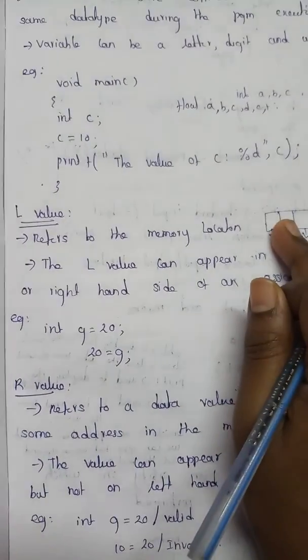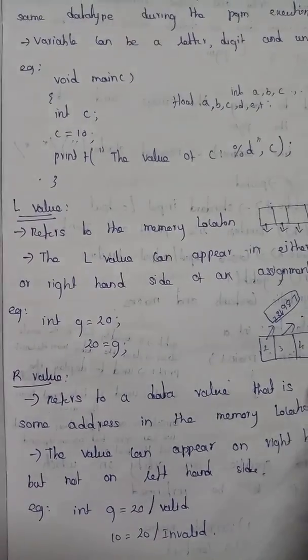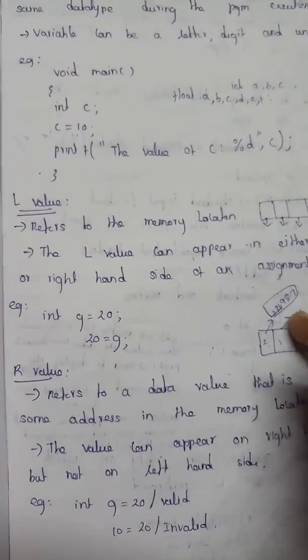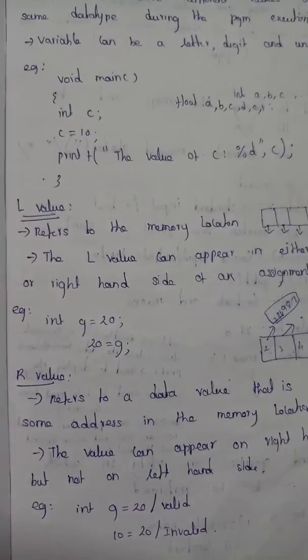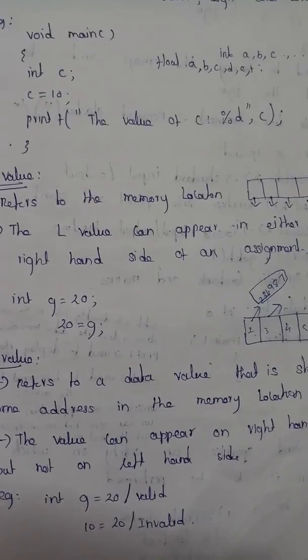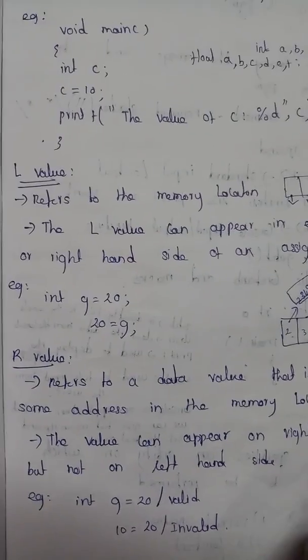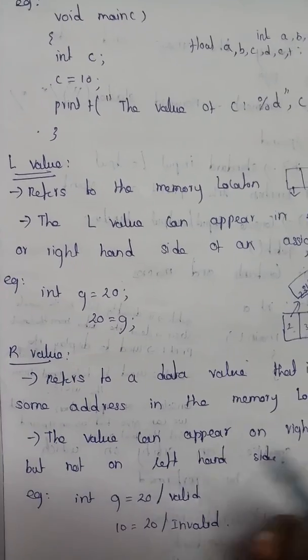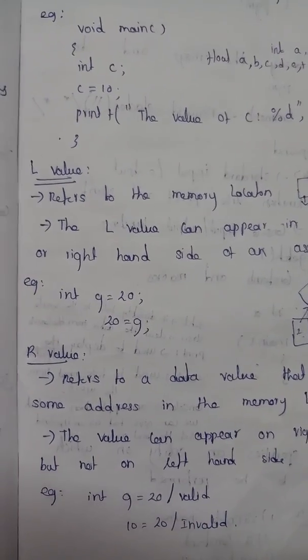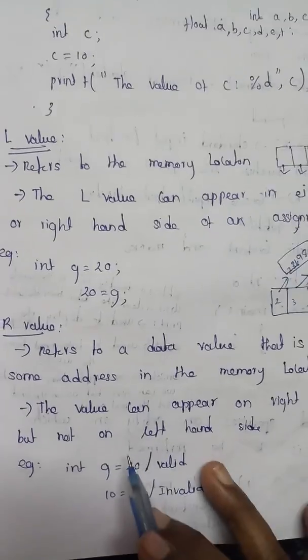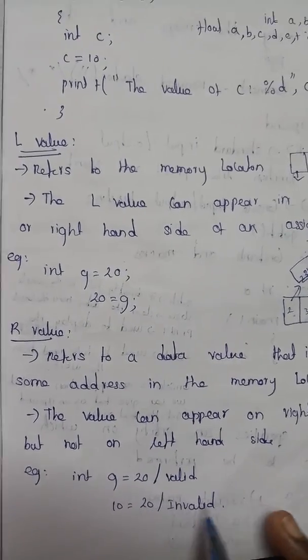It represents the address of the memory location. And here the R value can appear on the right hand side but not on the left hand side. Okay, here we can declare the value in the right hand side but not in the left hand side. Okay, this is a valid declaration and this is an invalid declaration.